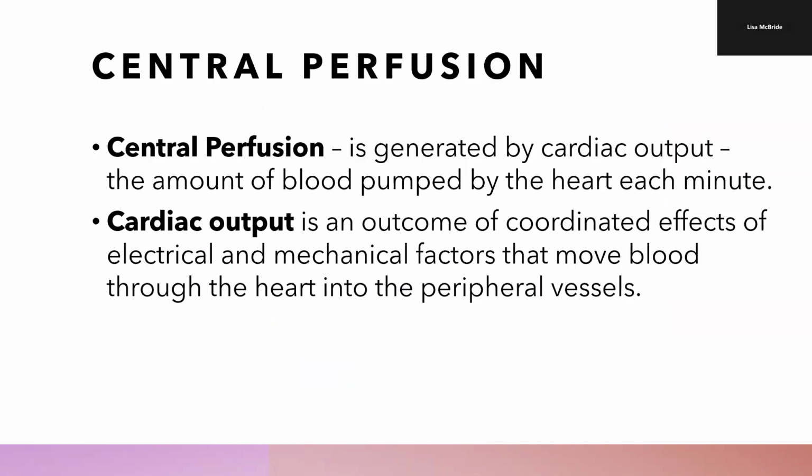That is driven by cardiac output, which is the outcome of coordinated effects of electrical and mechanical factors of the heart that move blood through the heart into the peripheral vessels. This process propels blood to all of our organs and to their tissues from the arteries through the capillaries and returns the blood to the heart via the veins. We approximately channel about 4 to 6 liters per minute of blood through the heart. So our blood volume is circulating through the heart quite often. I mean, it's going around.